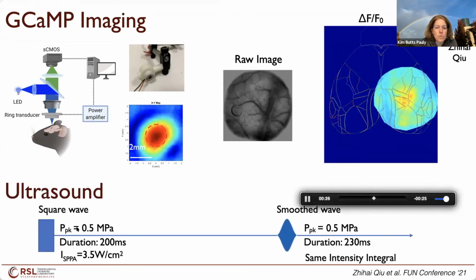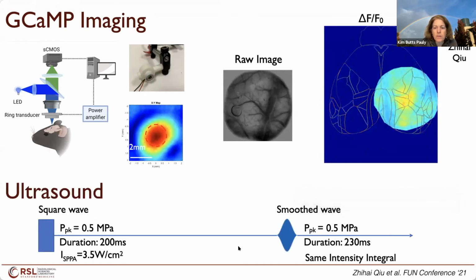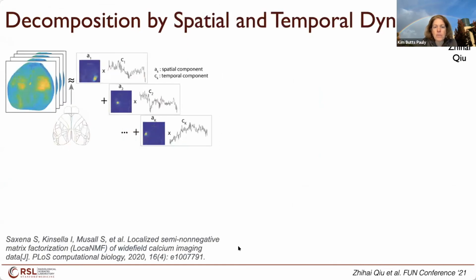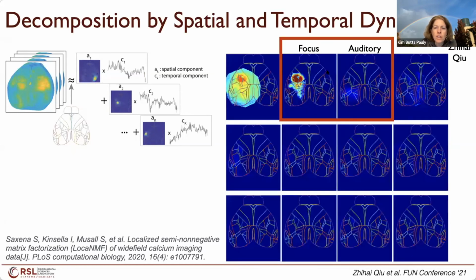And then he did this with square waves, and he did it with a smoothed wave. And I'll tell you a little bit about those. But first of all, I wanted to tell you that he took those images, the change in fluorescence, and then he followed this paper here and looked at the spatial content as well as the temporal content, and split it up into different components. And the reason is that way he could identify, this is the raw image that incorporates everything, but then he could identify what's happening right at the focus based on the spatial and temporal dynamics.